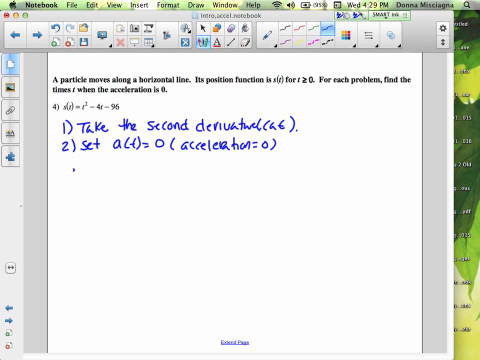Right, so we have s of t equals t squared minus 4t minus 96. V of t would be the derivative, so that would be 2t minus 4. And a of t would be the derivative of velocity. Well, the derivative of the 4 is going to be 0. The derivative of 2t is just 2. So when is acceleration equal to 0? Well, it's not.